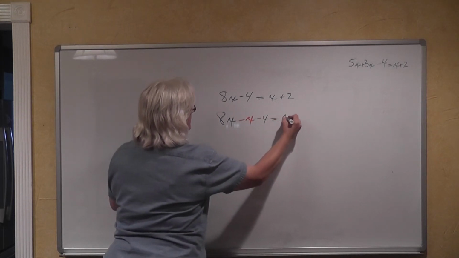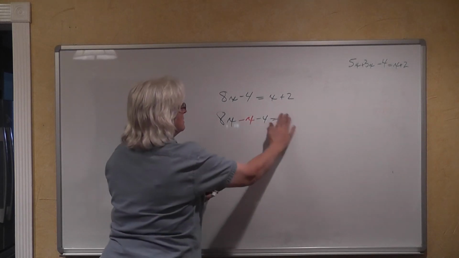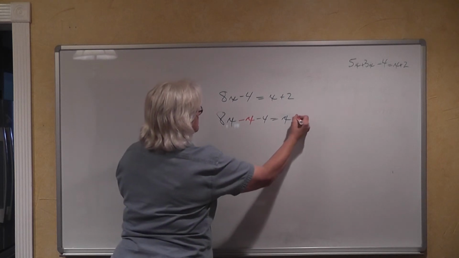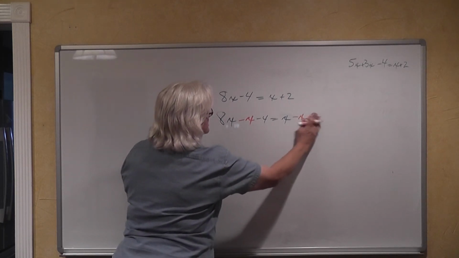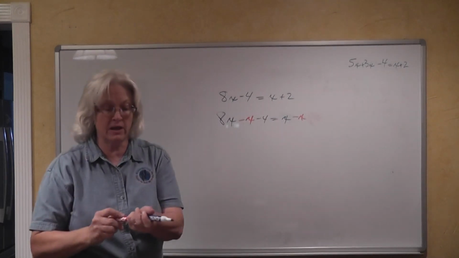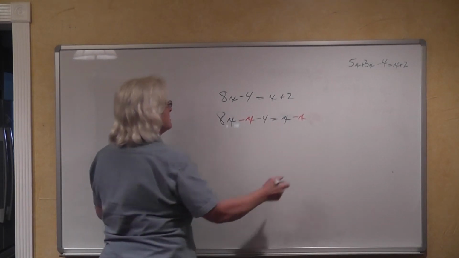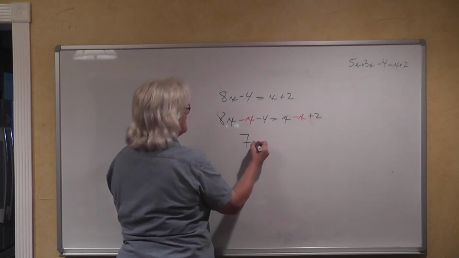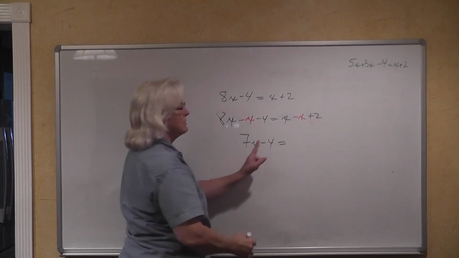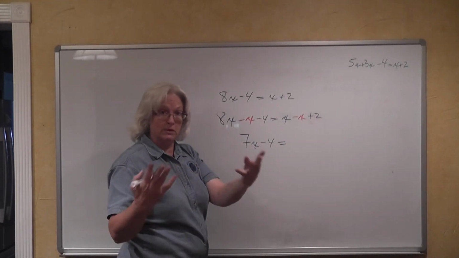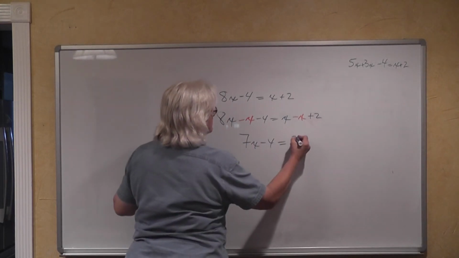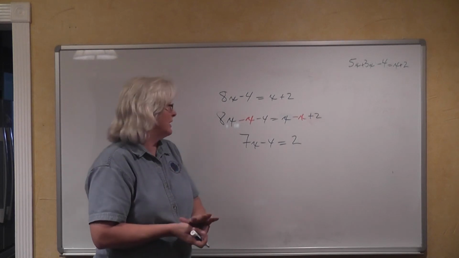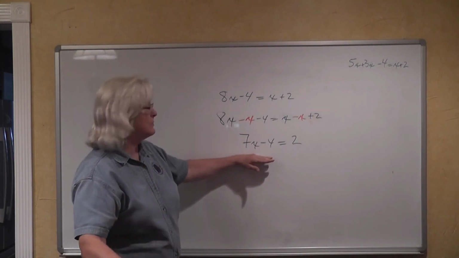Minus 4 is equal to x minus x plus 2. And then we're going to go ahead and simplify and see what we end up with. 8x minus x gives me 7x minus 4 is equal to x minus x, which is 0, plus 2. It's looking much more normal, very manageable now. We still have 2 more steps.